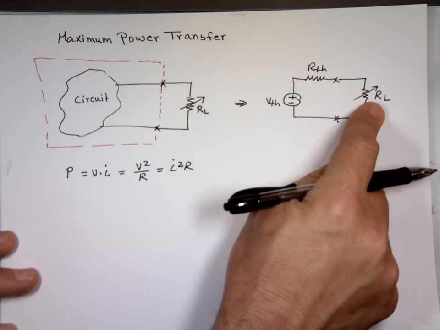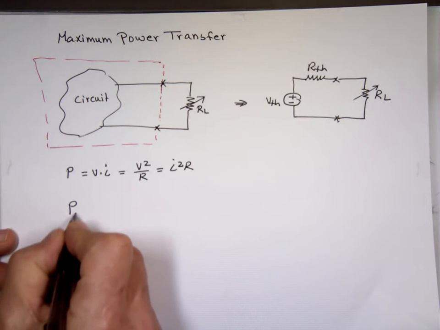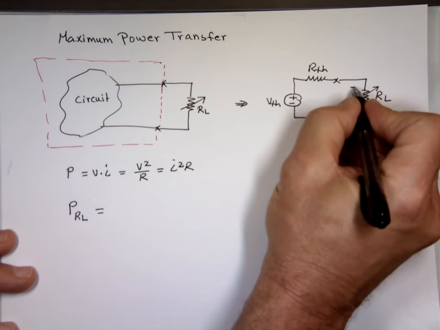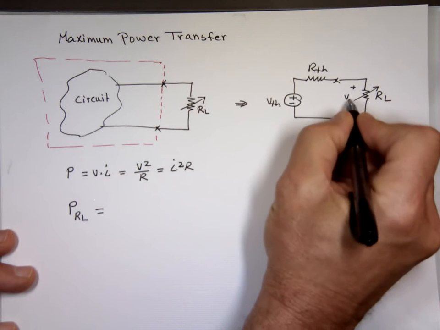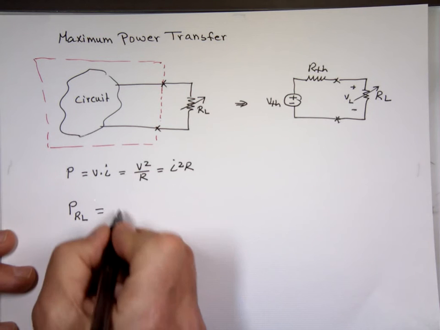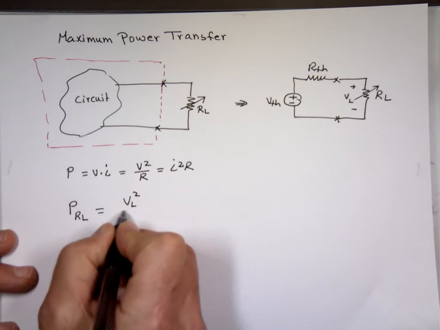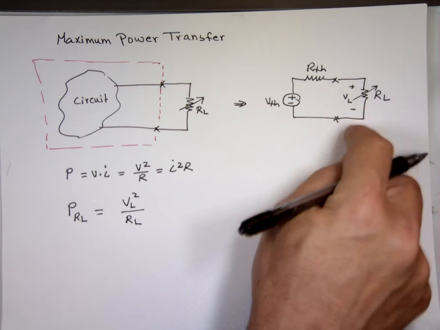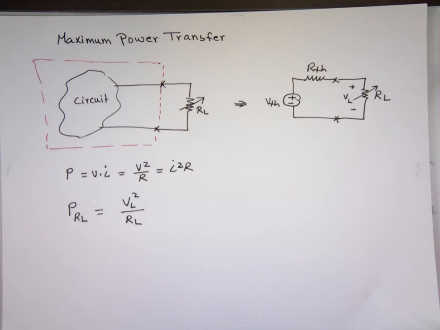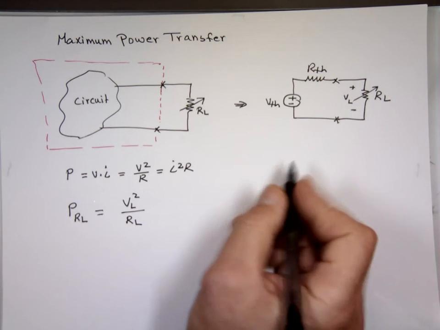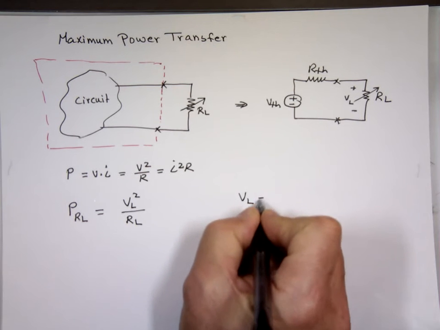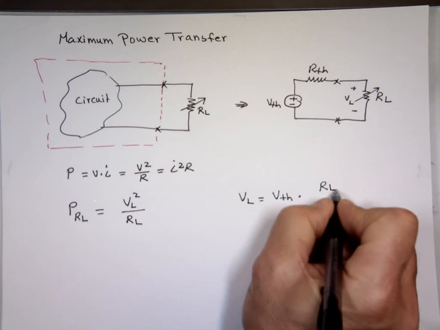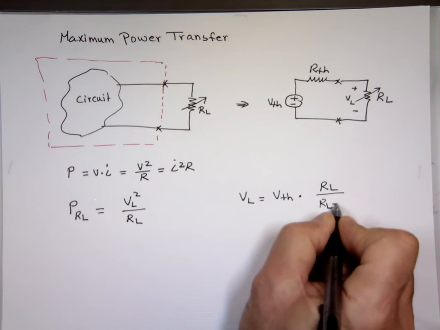So if I want R sub L to have maximum power transfer to it, let's calculate the power to R sub L. It's going to be the voltage across this one, we'll call it VL, that voltage squared divided by R sub L. Whatever the voltage right here divided by that resistor. And I can find VL by voltage division. So it's V Thevenin times R sub L over the sum of them, R sub L plus R Thevenin.